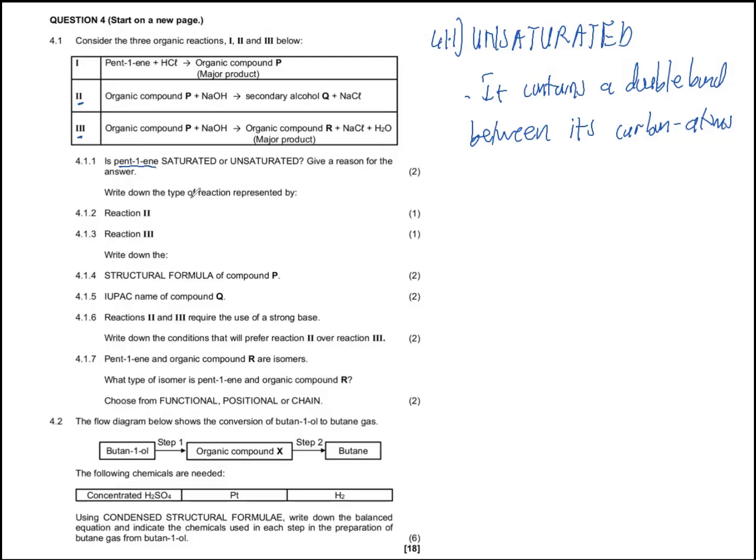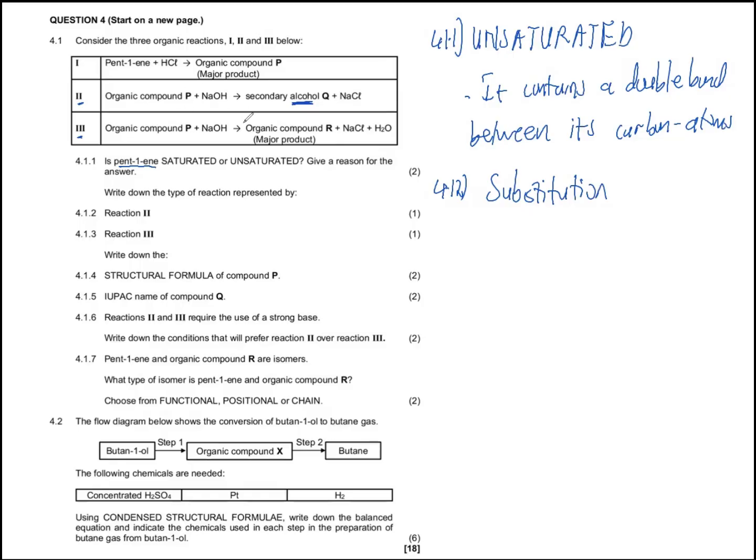Then 4.1.2, reaction 2: write down the type of reaction represented by reaction 2. Now, you don't have to be specific with that. I did say that if they just want the type of reaction, you stick to addition, elimination, substitution. Only if they ask what type of addition or what type of elimination, that's when you become specific and give the actual name. But here, they're just asking what type of reaction is represented by 2. We know that it has to be substitution. How do we know that it's substitution? Because it forms an alcohol, right?